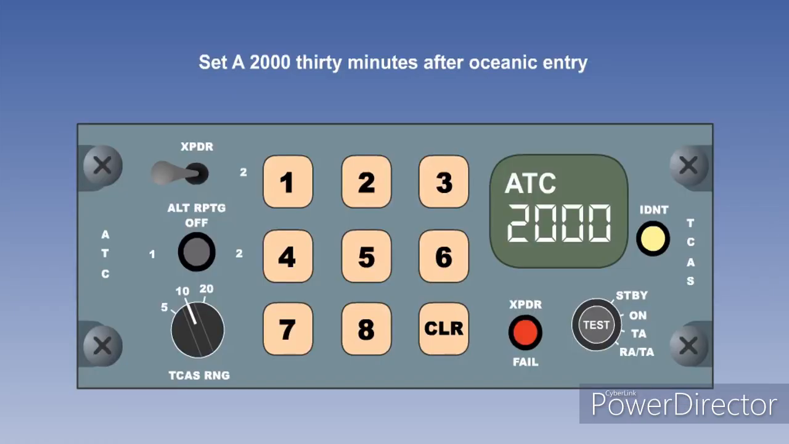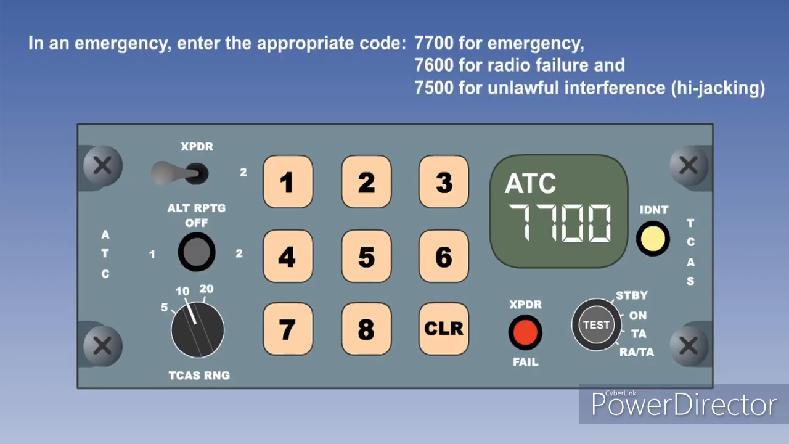In the NAT region, the Secondary Surveillance Radar SSR code, assigned by a Domestic Air Traffic Control Unit, must be maintained for 30 minutes after entering the OCA, and then changed to Alpha 2000. In the event of an emergency, radio failure or unlawful interference, the appropriate code should be set, regardless of whether the aircraft is within range of a ground radar unit.